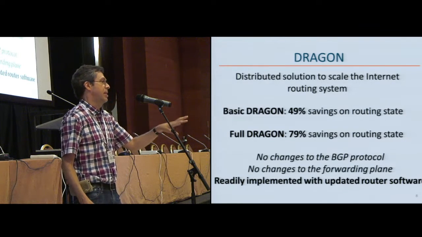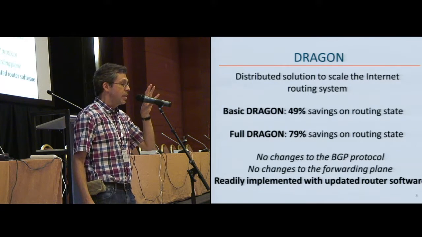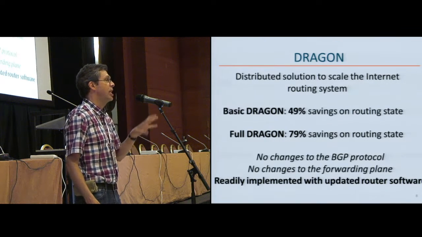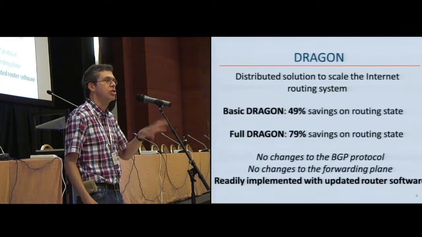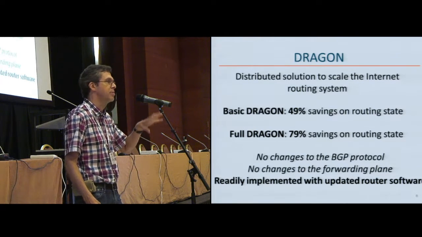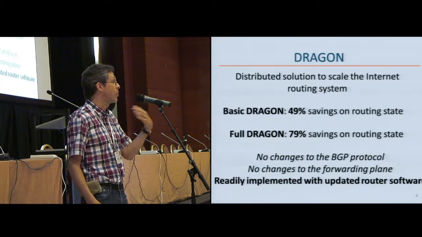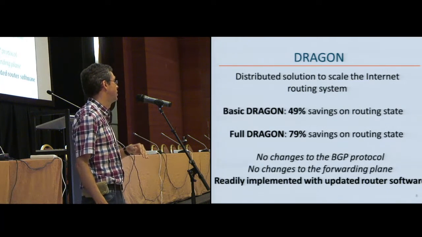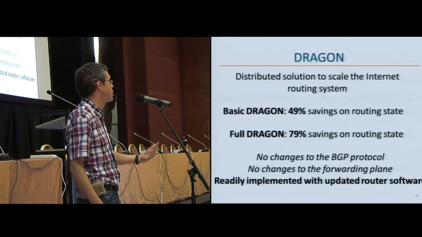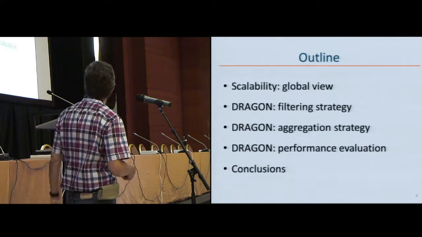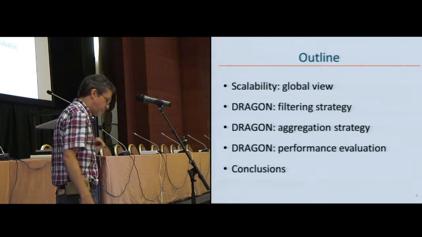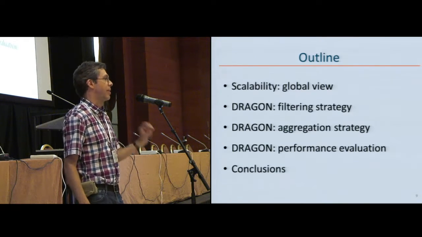say at this moment that Dragon does not require any changes to the BGP protocol. So the routing messages are the same routing messages as the BGP protocol. It does not require changes to the forwarding plane. You just need to upgrade the router software to take our rules into account. So in the remainder of this talk, I will present Dragon.